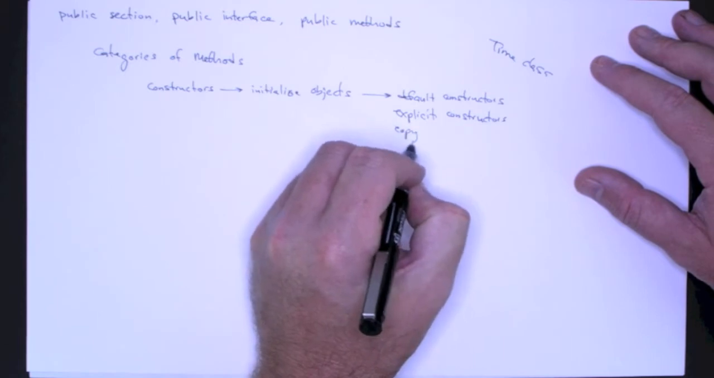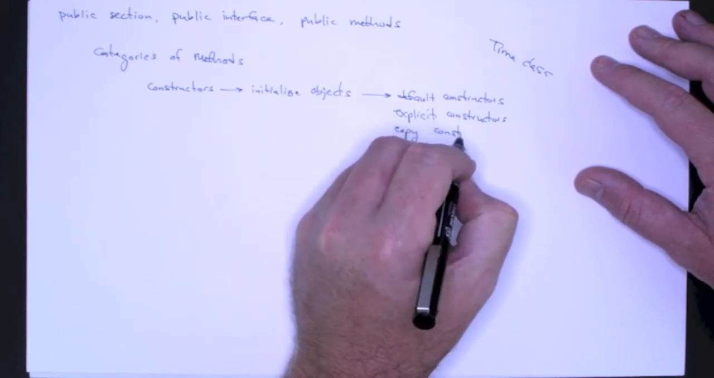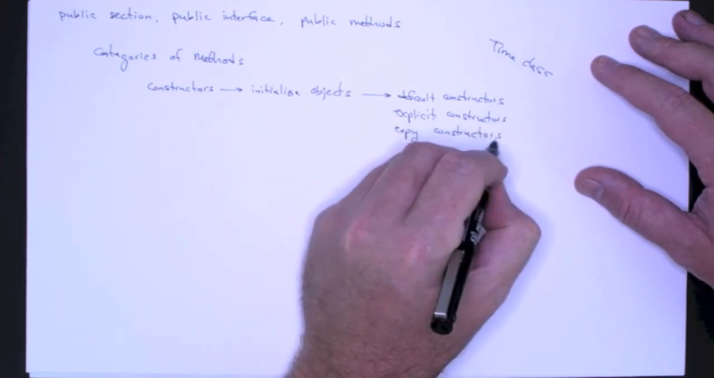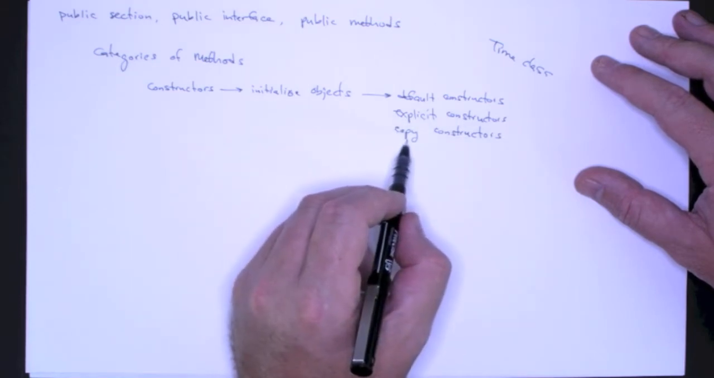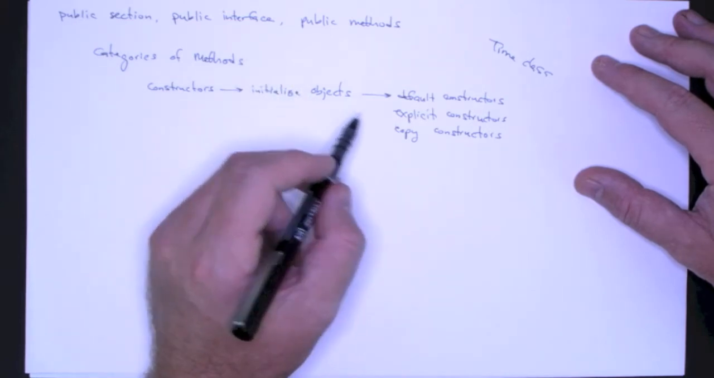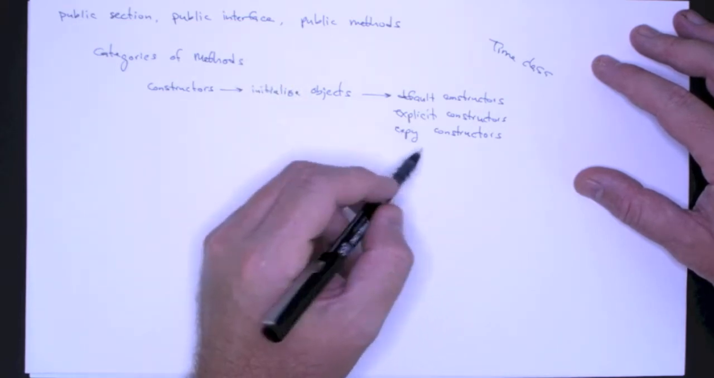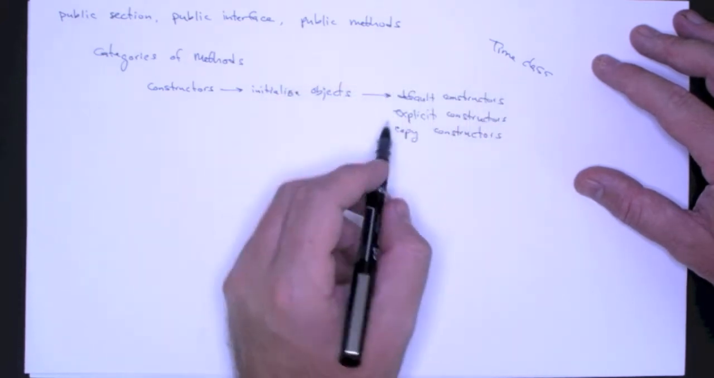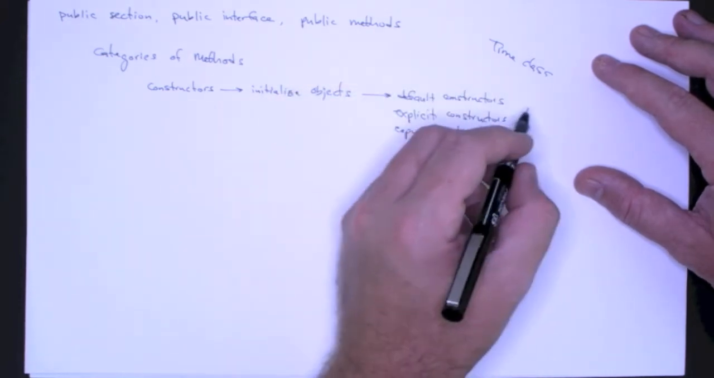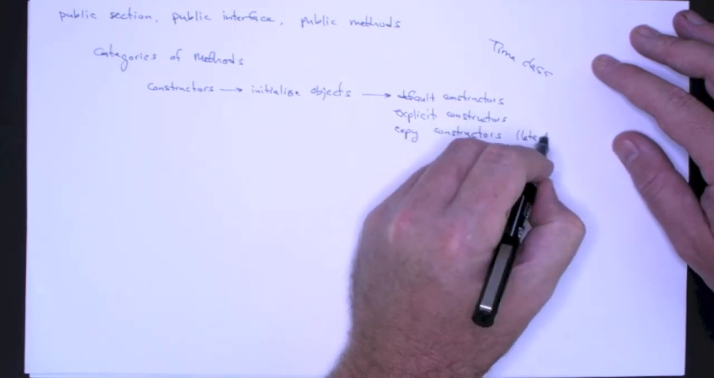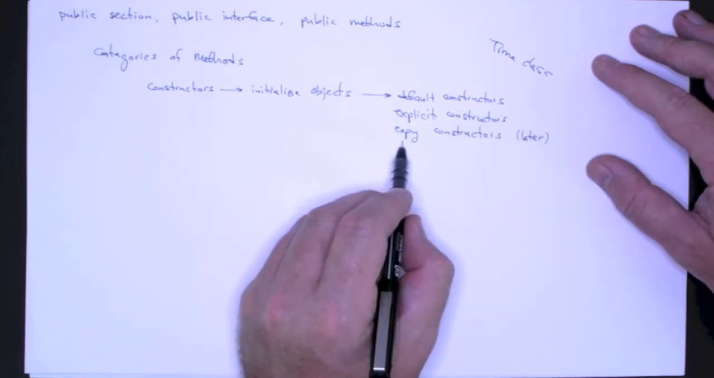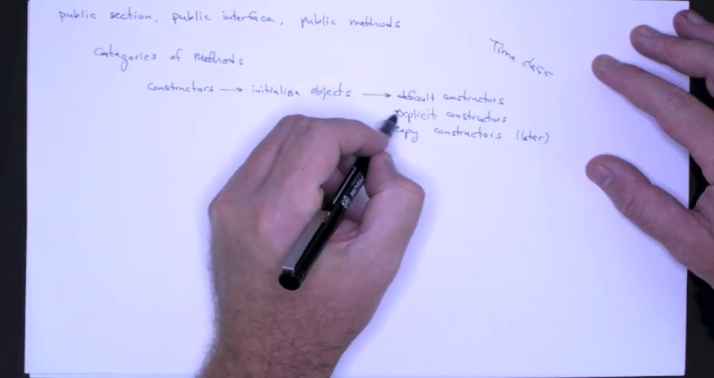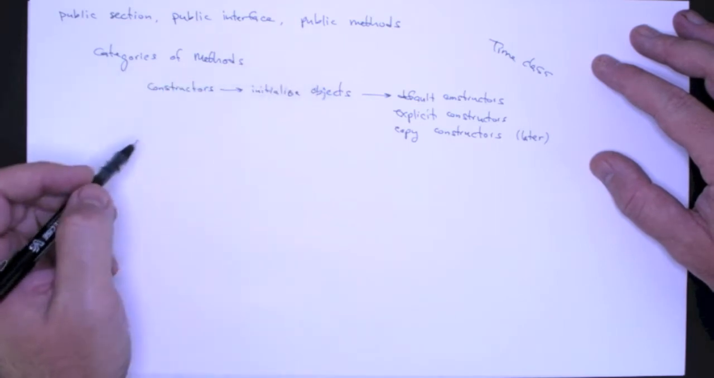Then we also have copy constructors. And these simply let us construct an object using one that already exists. Effectively, what we're doing is we're making a copy of it. And we'll get into this a little later. It turns out that C++ provides a copy constructor for us. However, we're responsible for implementing default and explicit constructors.